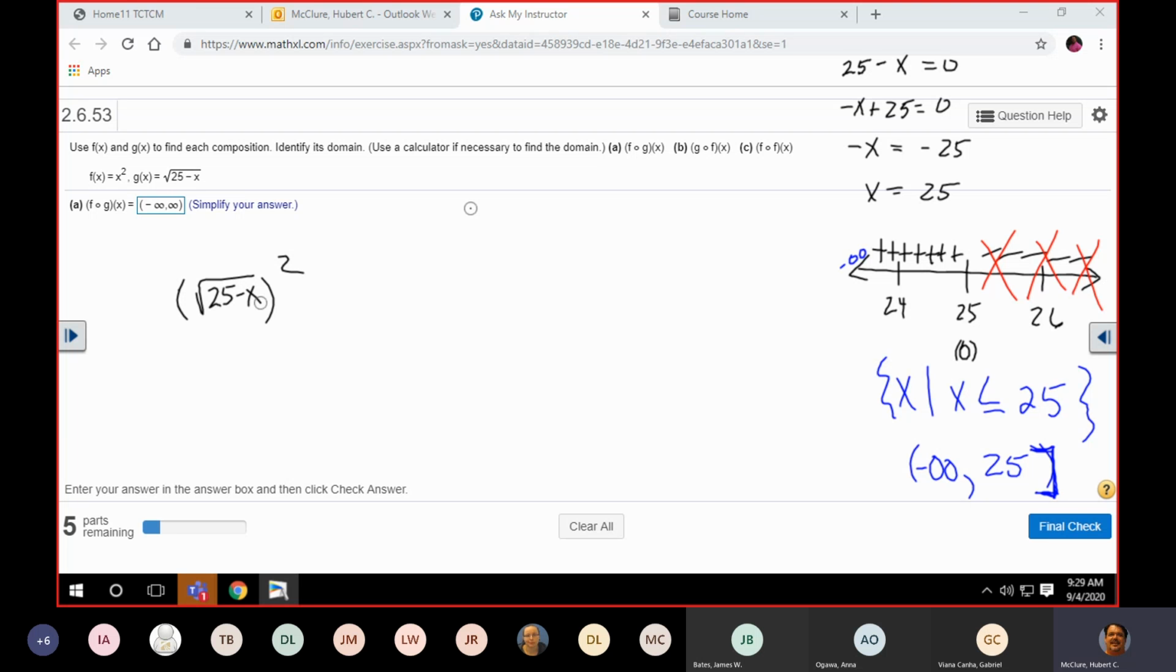So the function, I can actually cancel out the radical with the square, but procedurally, I cannot plug in anything above 25. So I don't know what they're asking here, but you can actually cancel this out and get 25 minus x. But the domain is different. The domain is going to be anything below 25. So that's that one.